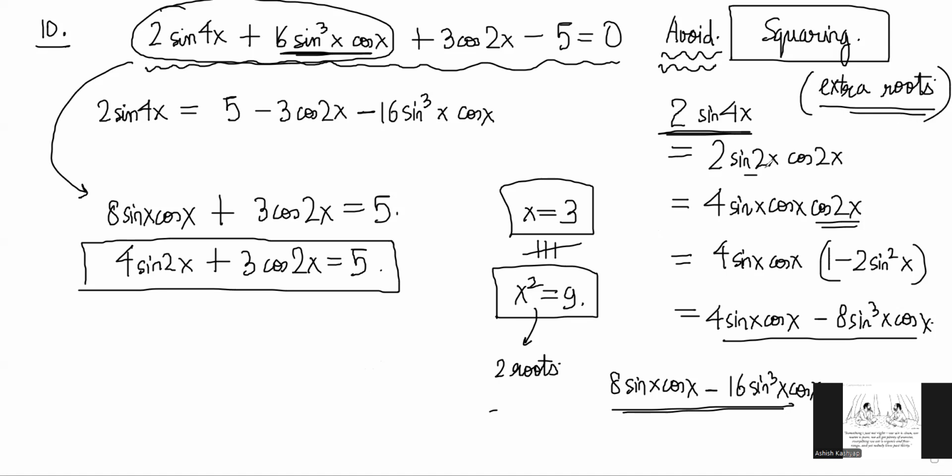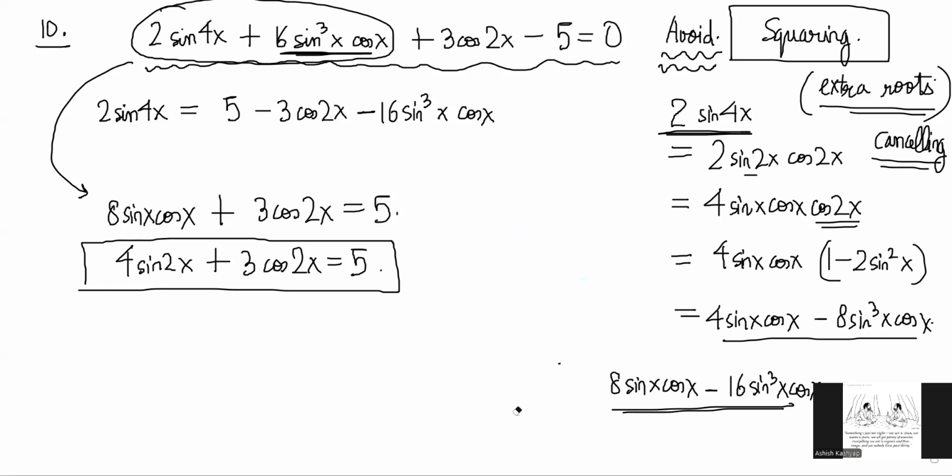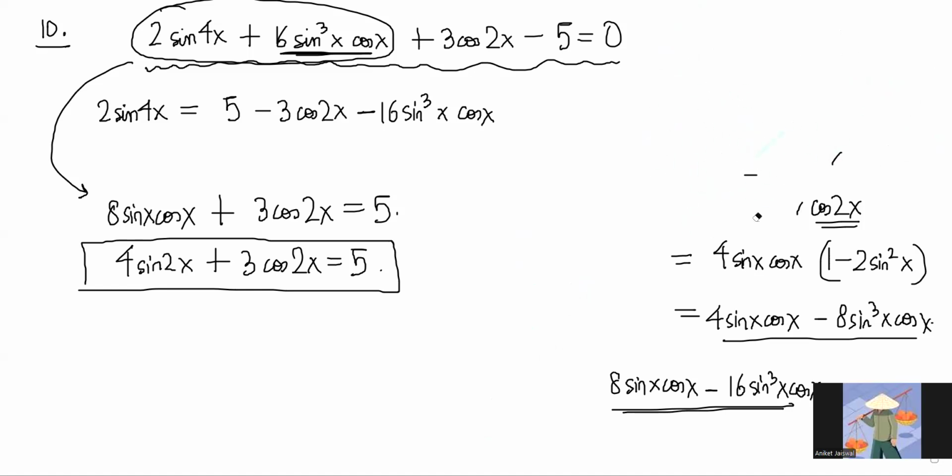We should also avoid operations like cancelling. Do you understand what I'm saying? Yes, sir, because it creates a loss of root. So if you cancel without thinking, you will lose some roots. If you square, you will get extra roots. You have to avoid it unless absolutely required. Sometimes there is no option, you have to square. But then whenever you get the roots, you have to think about whether all the roots also fit the original equation or not. Do you understand what I'm saying? Yes, sir. What is the way to do this problem without squaring?